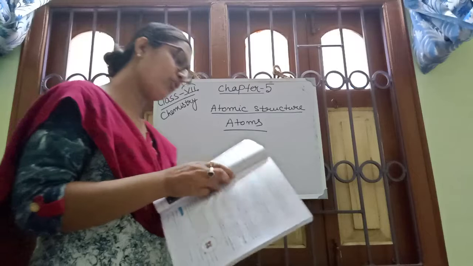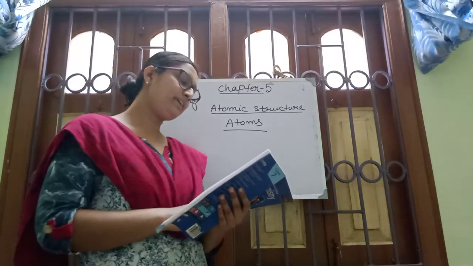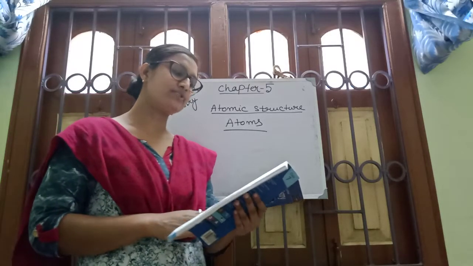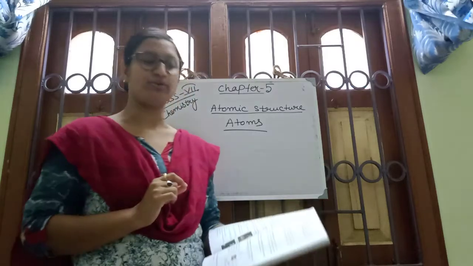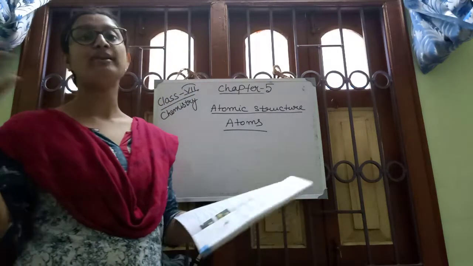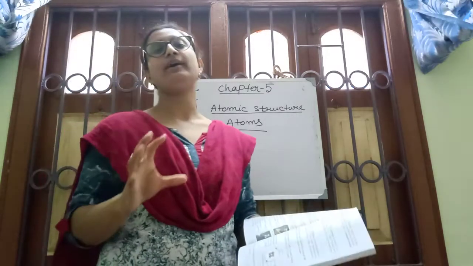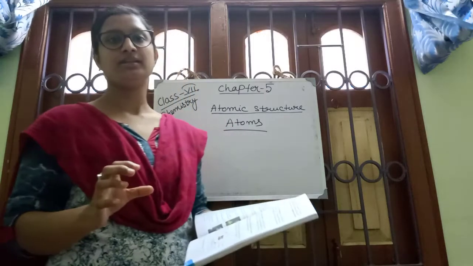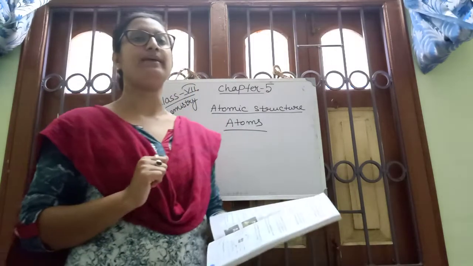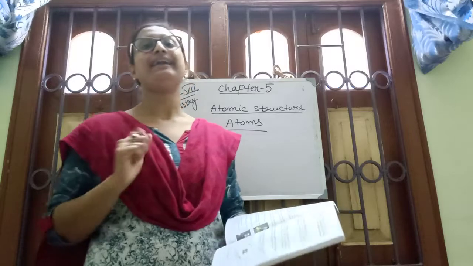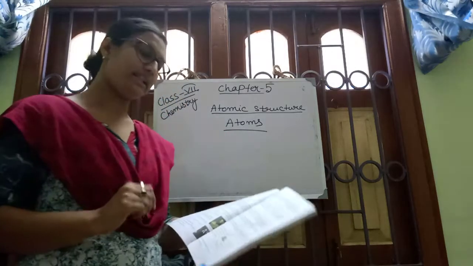What is an atom? The smallest particle of an element that possesses all the properties of the element is called an atom. This is the smallest particle of an element that shows all the properties of the element. This is called an atom.